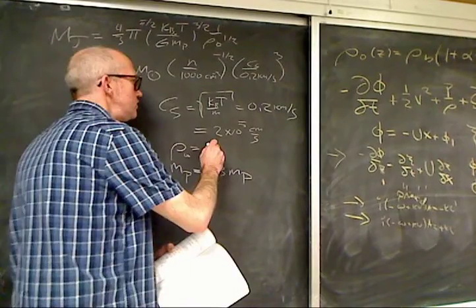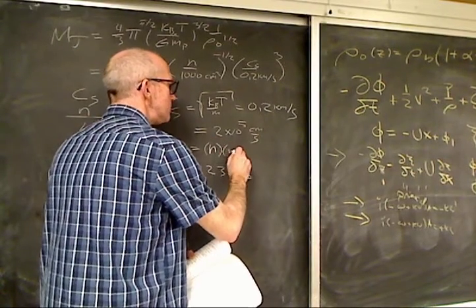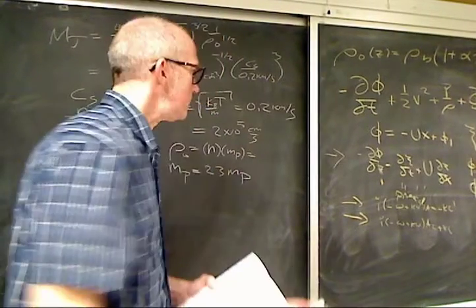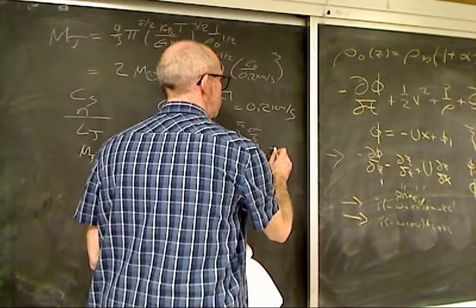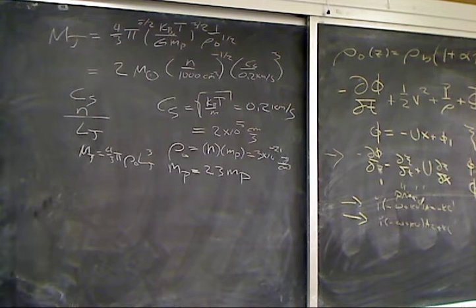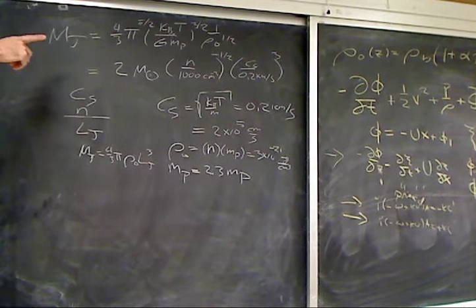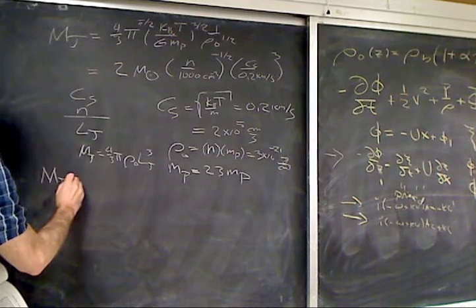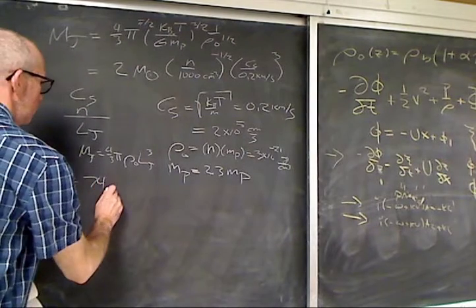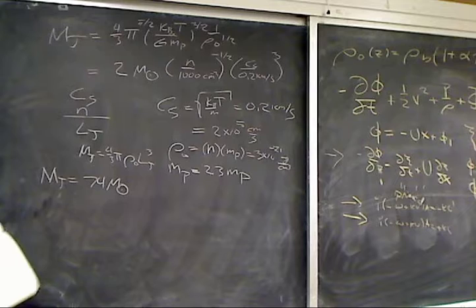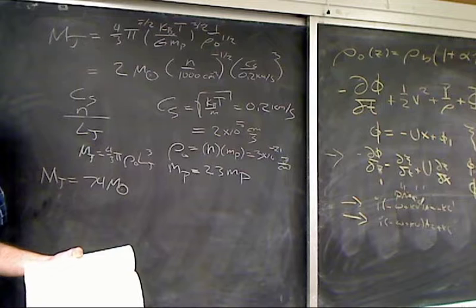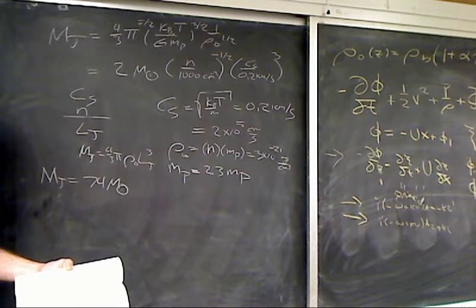So then rho is just going to be the number density times the mass of the particle, which I got 3 times 10 to the minus 21 grams per cubic centimeter. And then you plug into that, and you get a Jeans mass of, I got 74 solar masses. So that means if I've got a blob of gas that's so big, it's going to fragment into things that are on the order of 70 some odd solar masses.